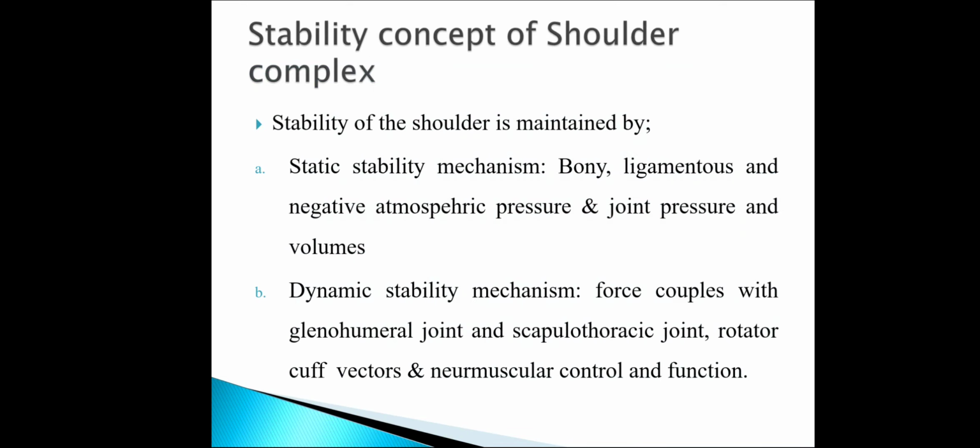Stability concept of the shoulder complex. Stability of the shoulder is maintained by static stability mechanism and dynamic stability mechanism. Static stability mechanism is provided by bony, ligamentous, negative atmospheric pressure, joint pressure, and volumes. Dynamic stability mechanism is produced by force couples with glenohumeral joint and scapulothoracic joint, rotator cuff vectors, neuromuscular control, and function.